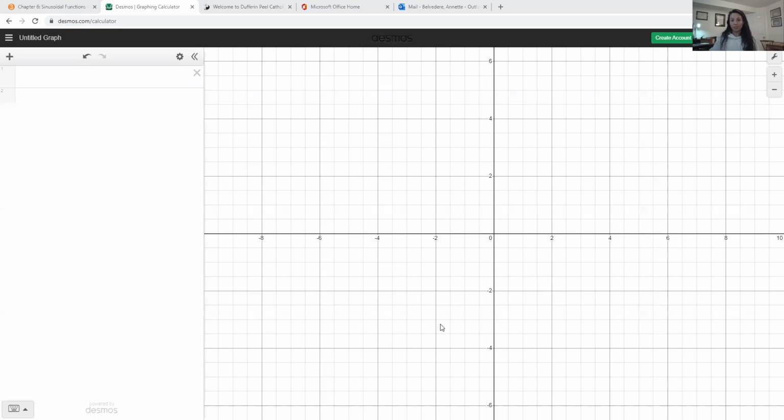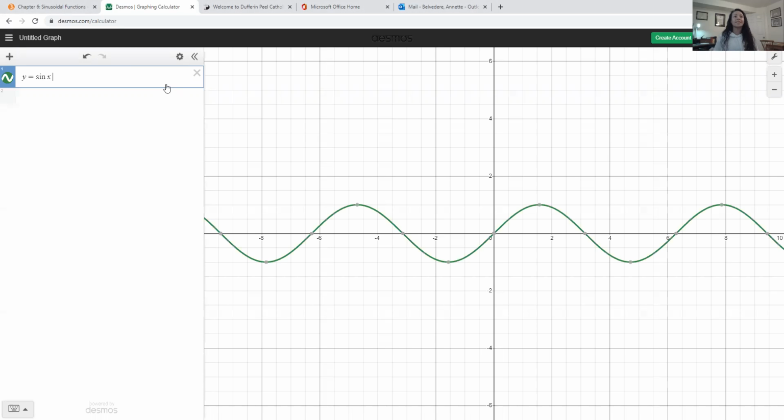I thought it might be helpful to go over Desmos with you when you're graphing your trig functions. It's helpful if you're trying to check your work when you're doing some of the questions, just to make sure that you are getting the right answers. You can compare it. So let's say you wanted to graph y equals sine of x.